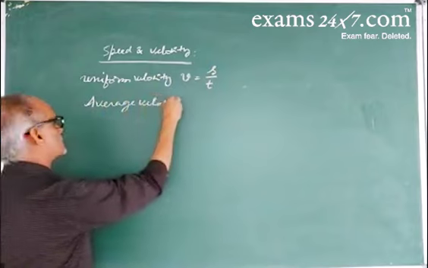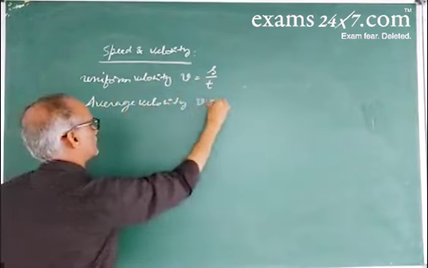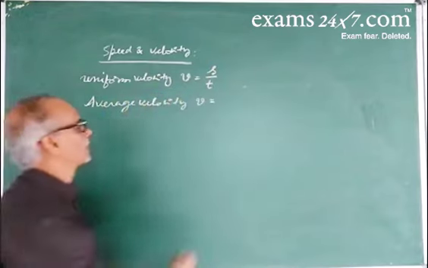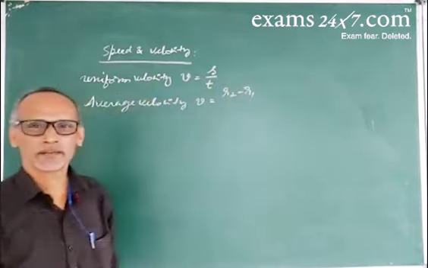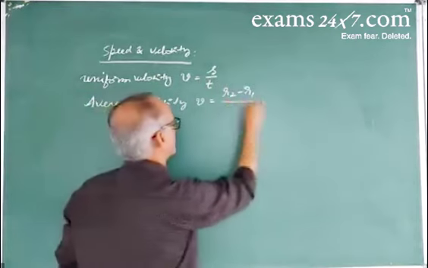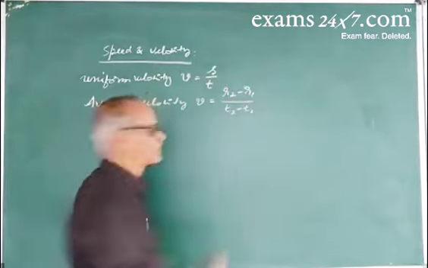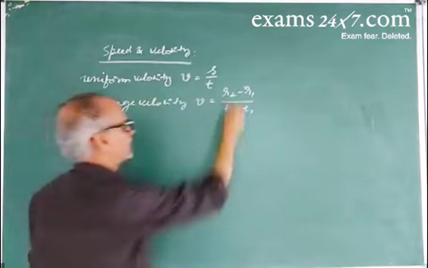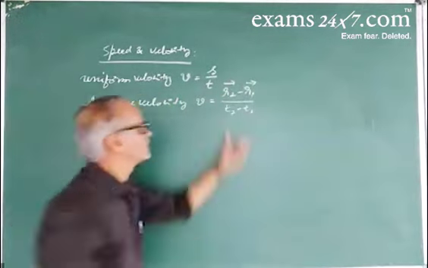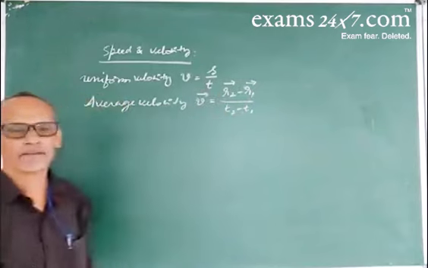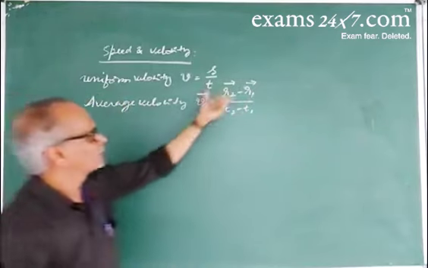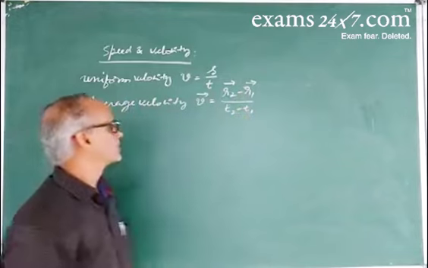The average velocity is given by the difference in the position of the particle to the time taken. Suppose if it is given in terms of the vector, then r2 minus r1 gives the net displacement to the time, and here we have the vector. So average velocity is the ratio of the total displacement to the total time taken.